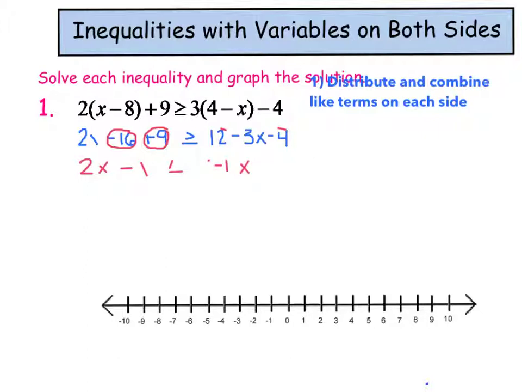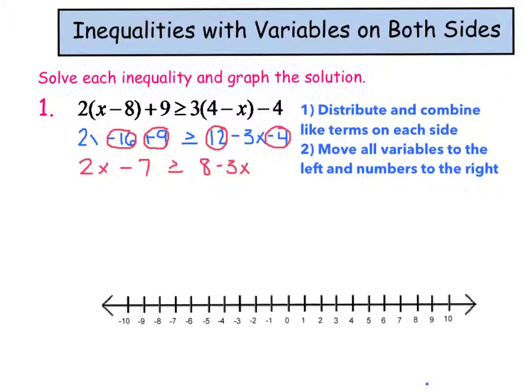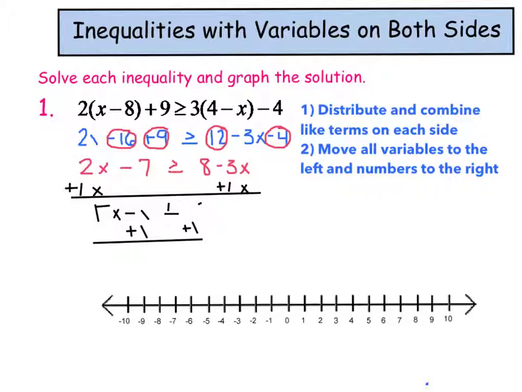3x. Now, as I would in an equation, I'm going to move all my variables to the left side of the inequality and my numbers to the right. I always move my variables first to the left, so I'm going to add 3x on both sides, and that's going to give me 5x minus 7 is greater than or equal to 8. Then I'm going to add 7 on both sides, which is going to give me 5x is greater than or equal to 15.